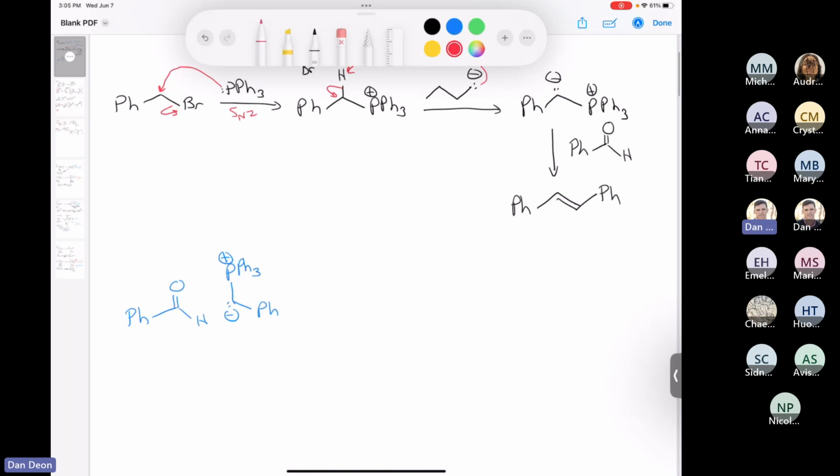So here's the reaction, right? 2+2. You're going to get a nucleophilic attack here, and the pi electrons are going to make a bond between the oxygen and the phosphorus. So then we form our oxaphosphetane.